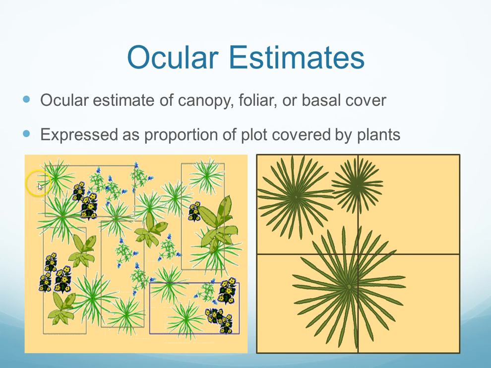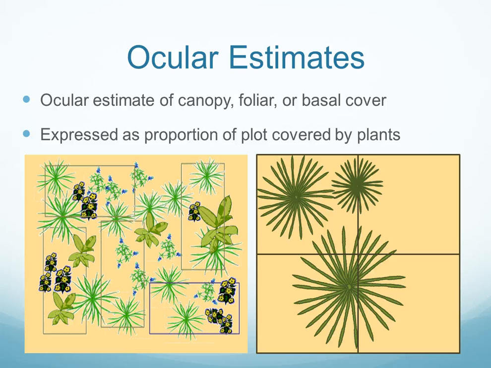In the diagram on the left, you can see a hypothetical plant community with a number of different species and several quadrats that are superimposed on this area. One of the advantages of using ocular estimation and plot-based methods is that with plots or quadrats, we have a greater likelihood of detecting rare and uncommon plants compared to methods that use points or lines.